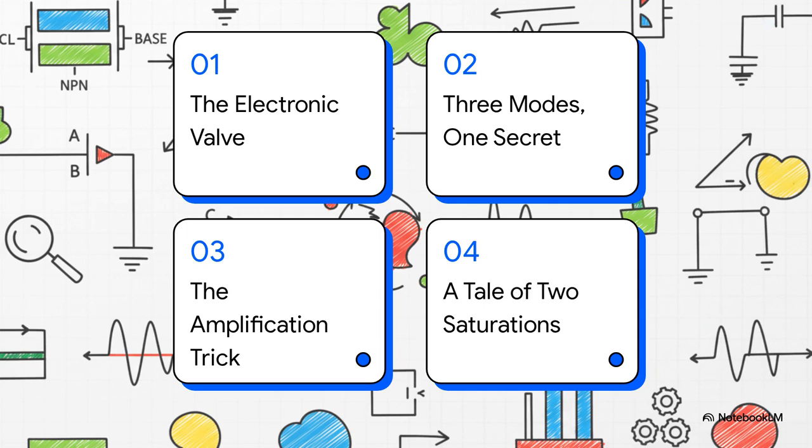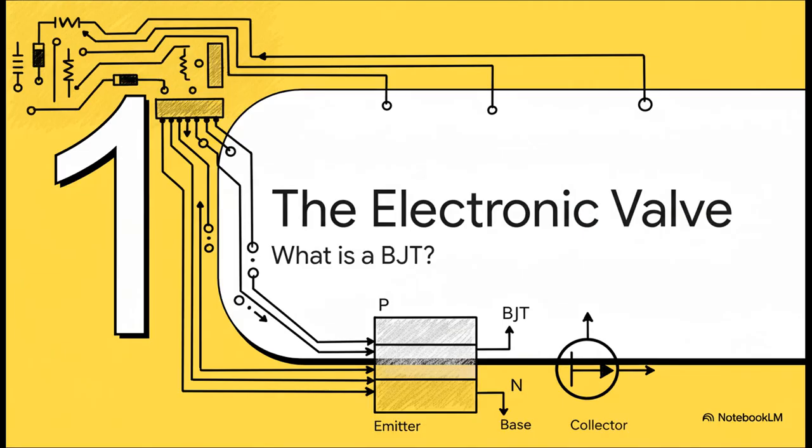All right, so here's what we're going to cover. First, we'll get our heads around the BJT as a kind of electronic valve. Then, we'll dig into the three different personalities it can have. After that, we get to the really fun part, its magic amplification trick. And we'll wrap up by clearing up a super common point of confusion around the term saturation. So let's just jump right in with the big question, what on earth is a bipolar junction transistor?